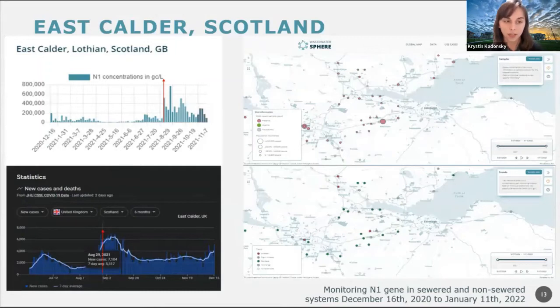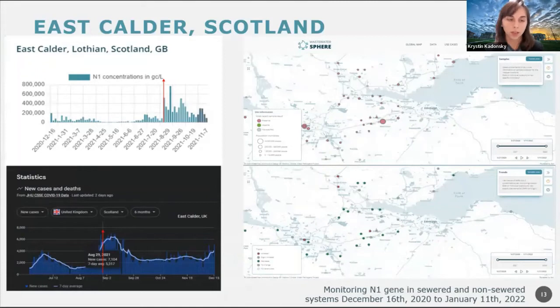And then on the left-hand side, the top figure is the SARS-CoV-2 RNA concentration data within wastewater from the samples collected in East Calder, Scotland. And below that is the clinical data from the Johns Hopkins University COVID-19 dashboard. The wastewater concentrations of SARS-CoV-2 began to spike at the end of August 2021, while the clinical case data began to spike a few weeks later in early September 2021. So this further shows early detection of virus within the community before clinical symptoms started to occur or clinical testing.